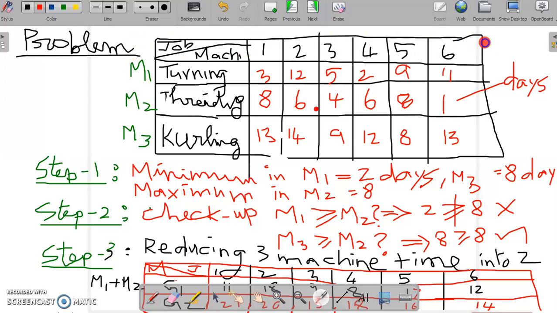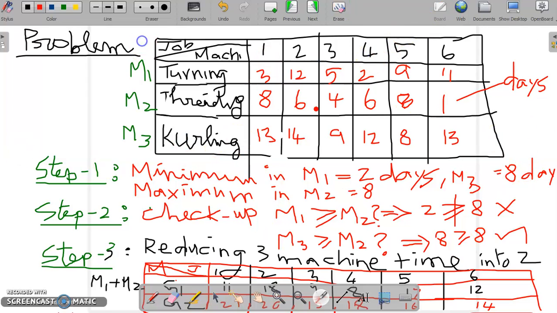I will discuss it now. The first step is that we have to take the minimum in the first machine. Before going into the problem, let us discuss this. There are 6 jobs and three machines. M1 is the turning machine, M2 is the threading machine, and M3 is the curling machine.